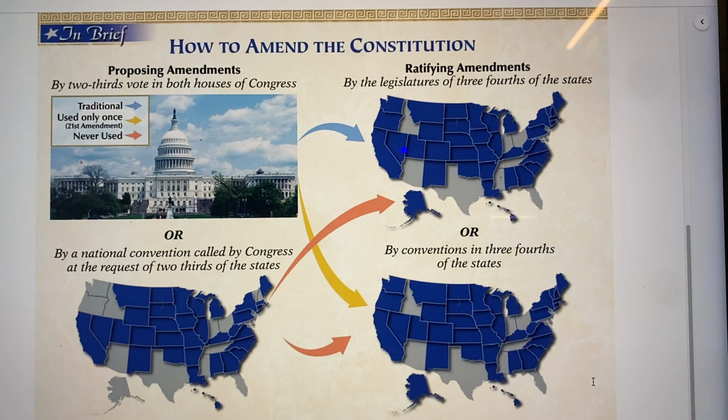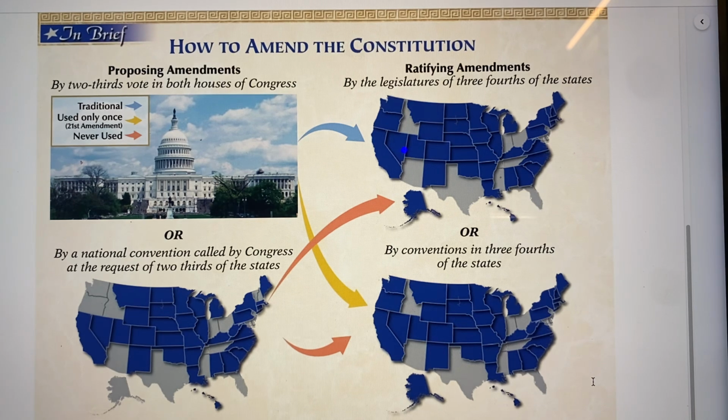But they still have to have a 2/3 vote. And like I said, we've never had a convention in this area. So to amend the Constitution, you can see ratifying amendments here. The next stage is ratifying amendments by the legislators of 3/4 of the states. There are 2 steps. First of all, they propose the amendments, then they ratify the amendments.